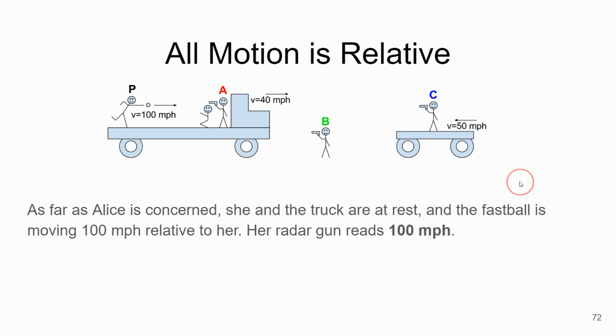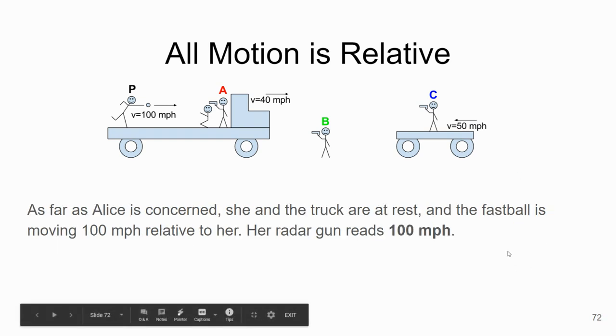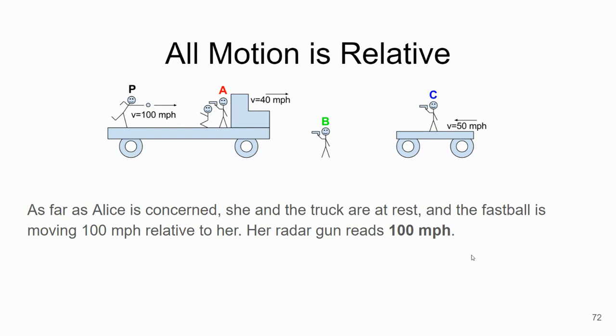So first, Alice. Alice's radar gun is going to read 100 miles per hour because as far as she and her radar gun are concerned, they're at rest on the truck. They're going to say the truck isn't going east at 40 miles per hour. They're going to say, no, the truck is at rest, and it's actually the road that's going west at 40 miles per hour. Sounds weird, but stick with me on that one. So she says she and the radar gun are at rest. The catcher and Paul, the pitcher, they're at rest. So when he throws his 100 mile per hour fastball relative to the truck, that's exactly what the gun measures.